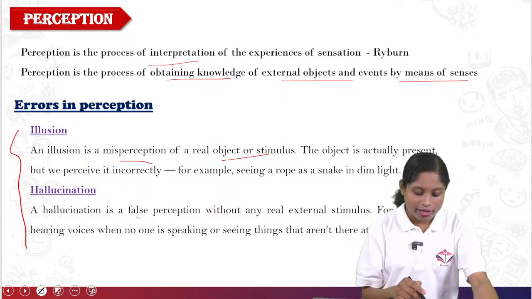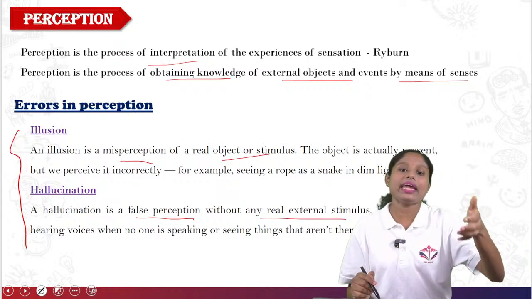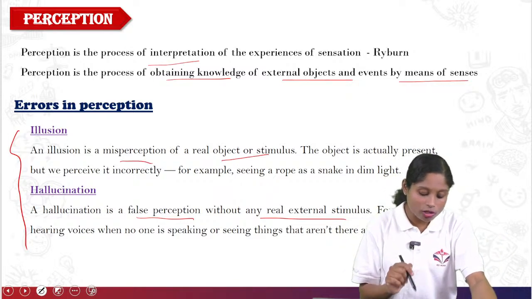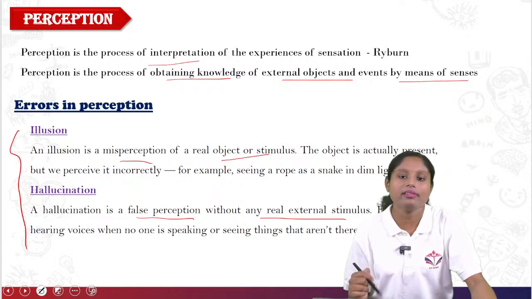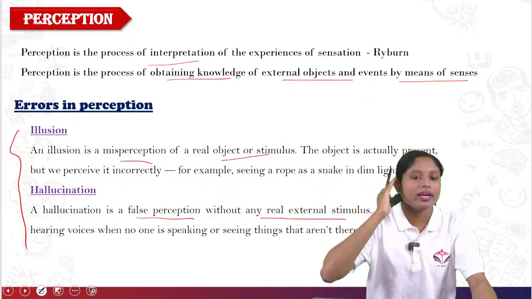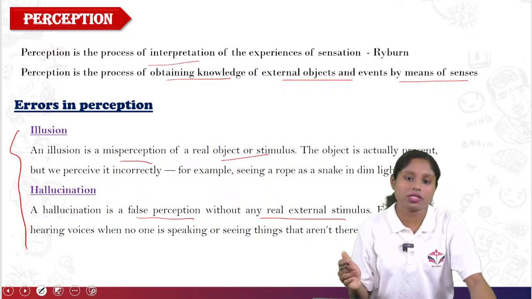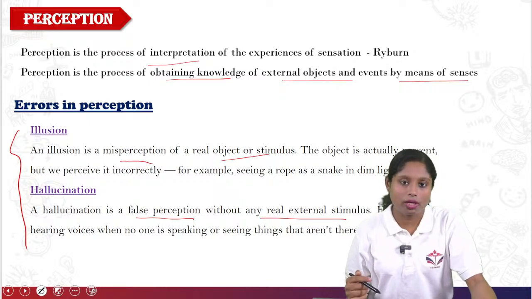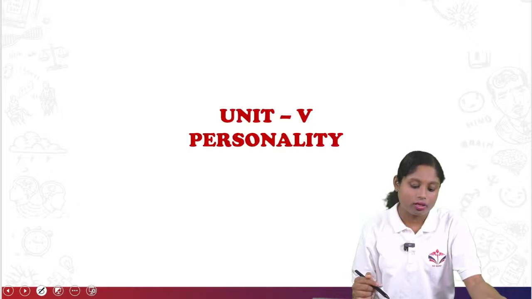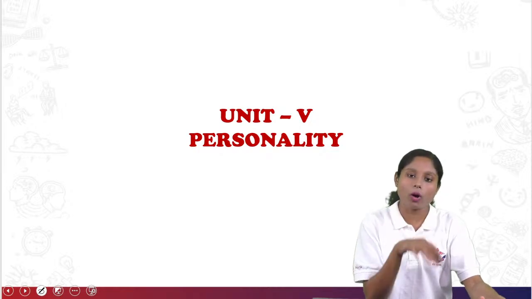Coming to hallucination, it is a false perception without any real external stimulus. Here, without any external stimulus, they have a false perception, and that is hallucination. For example, hearing a voice when no one is speaking, or seeing things that aren't there at all. If that person is seeing something that is not there, or hearing some voice but nobody is talking to him, that is what is called hallucination: false perception without any external stimuli. So these are the errors in perception, illusion and hallucination. We have discussed these important things in the 4th chapter.